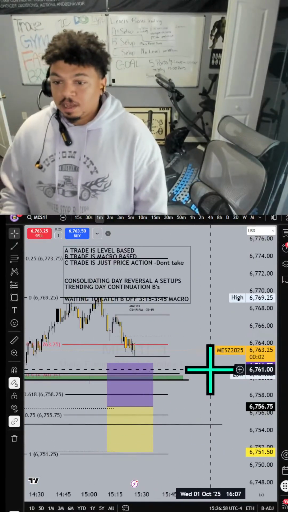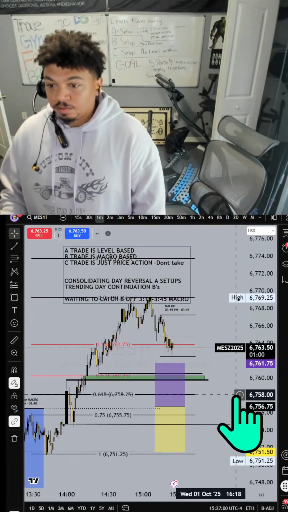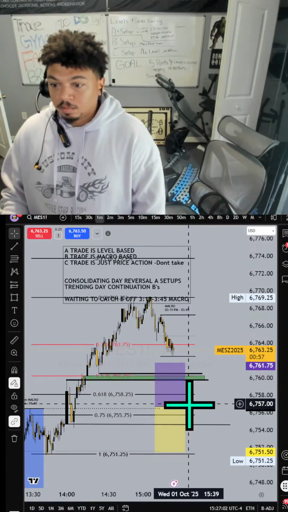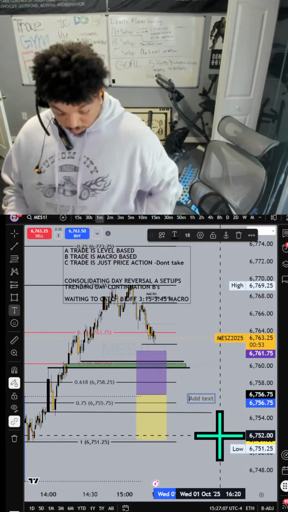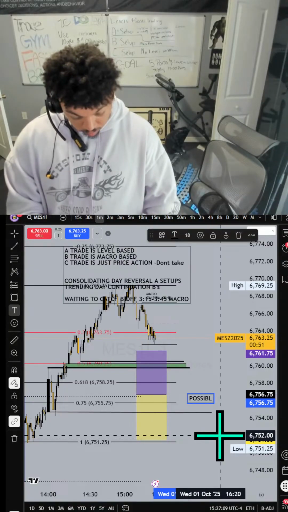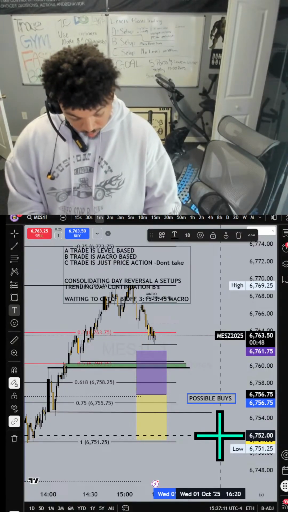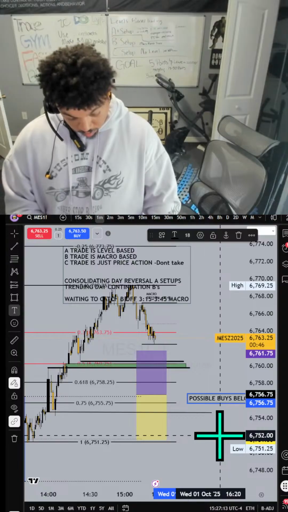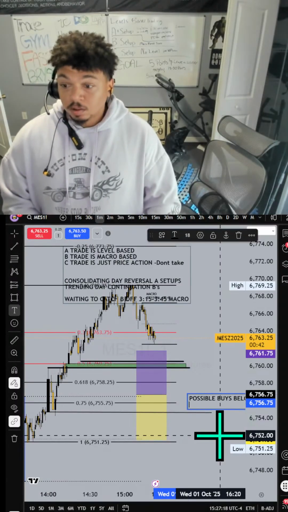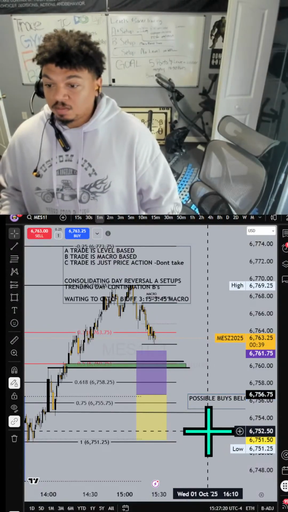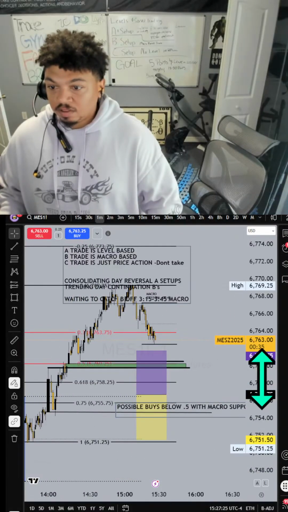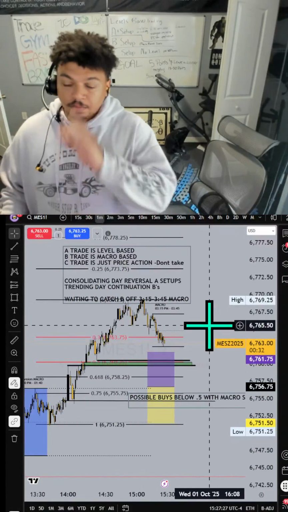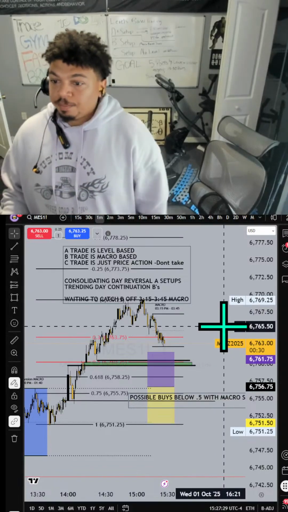Let's see what happens with the macro. Let's see what happens with the fib levels. So we're only going to be looking for possible buys below the 0.5 level with macro support. That's it. And we're going to go break even aggressively because we're just trying to protect the capital.